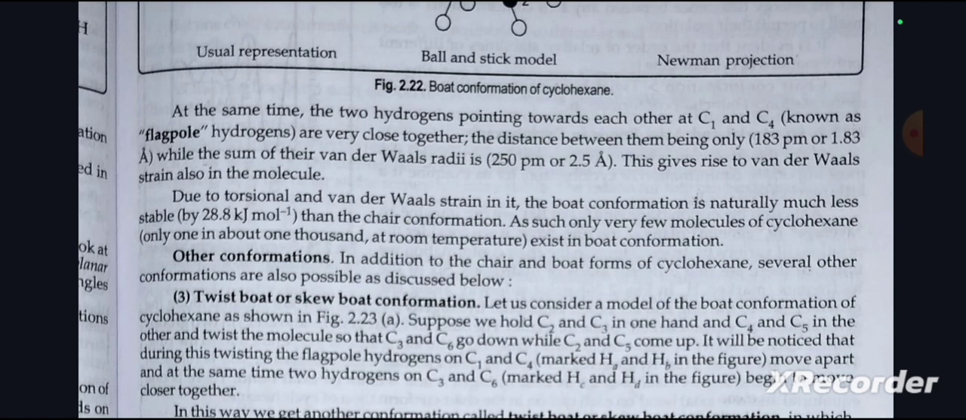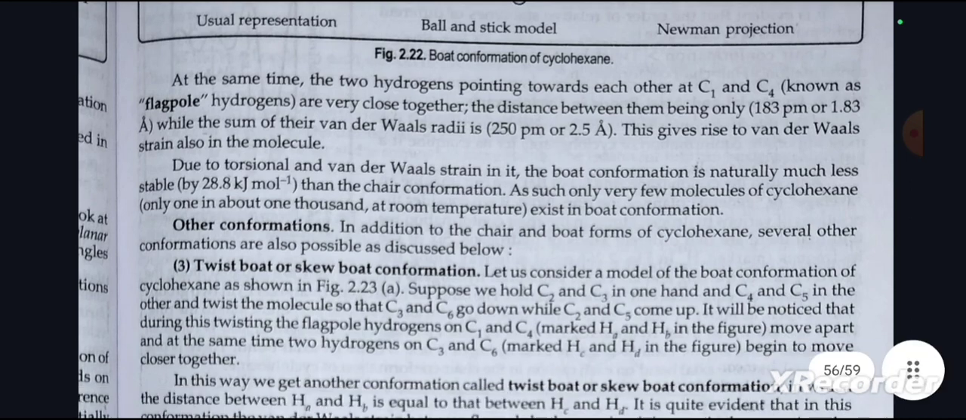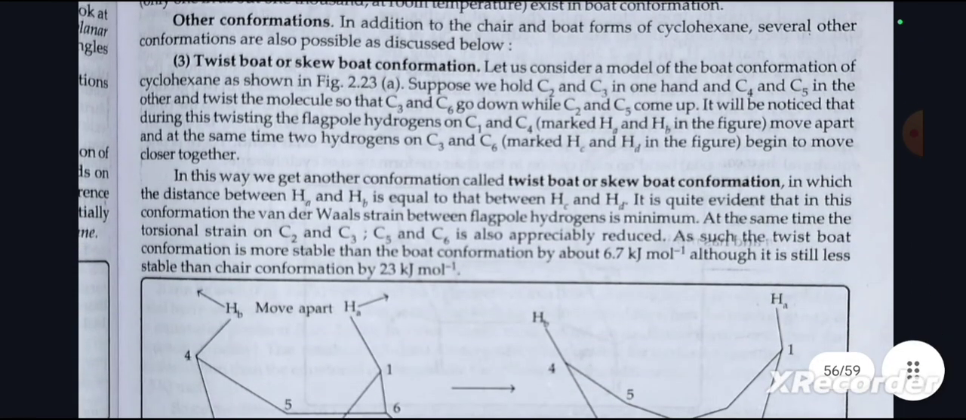Other conformations. In addition to the chair and boat forms of cyclohexane, several other conformations are also possible, as discussed below. Third, twist boat or skew boat conformation. Let us consider a model of the boat conformation of cyclohexane as shown in figure 2.23a. Suppose we hold C2 and C3 in one hand and C5 and C6 in the other hand and twist the molecule so that C3 and C6 go down while C2 and C5 come up.